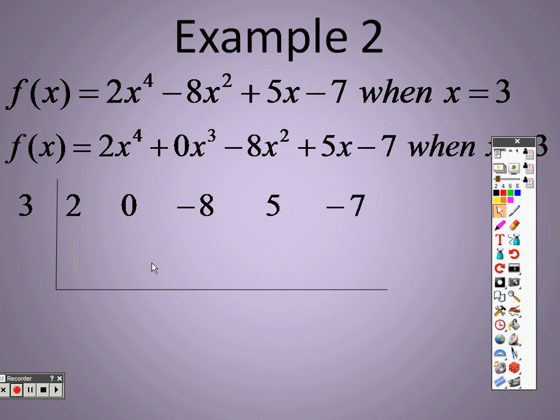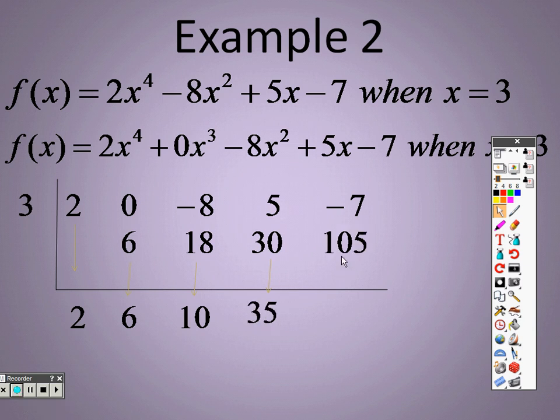You drop down the 2 to start, and all we do now is multiply. 3 times 2, and we get 6. So we add those together to get 6. So then I multiply again, 6 times 3, and I get 18. And once again, I add those together. Negative 8 plus 18 is 10. Then I multiply again. 10 times 3 is 30. And I add those together to get 35.